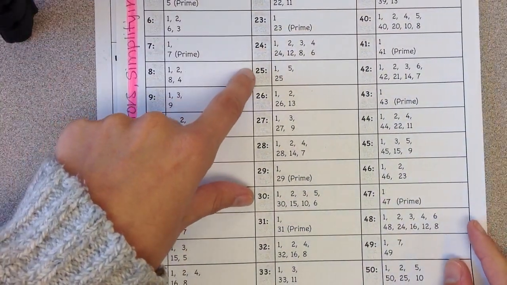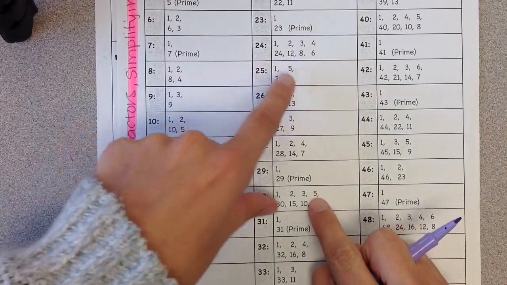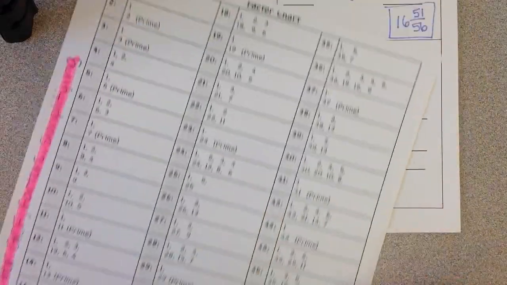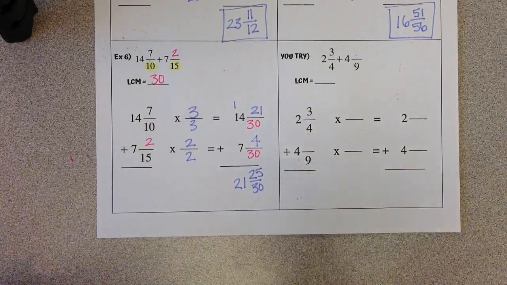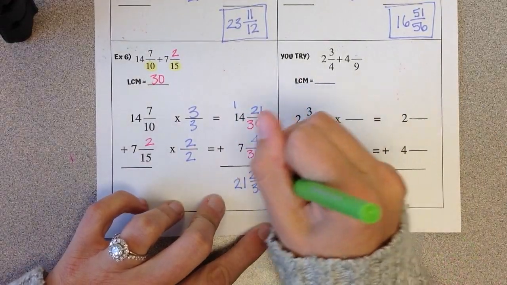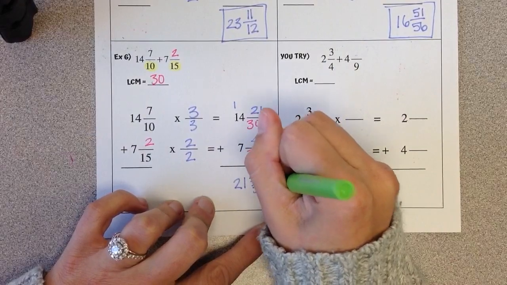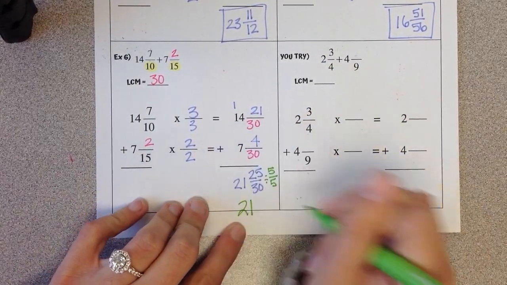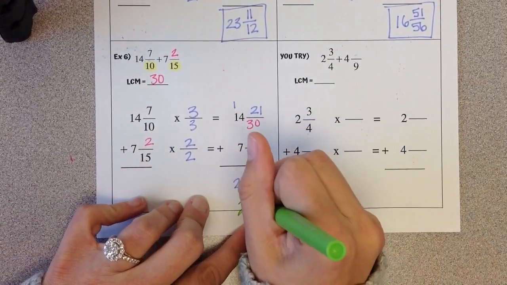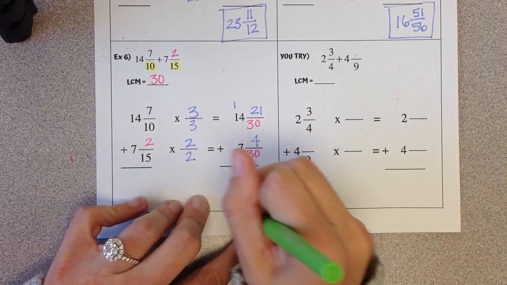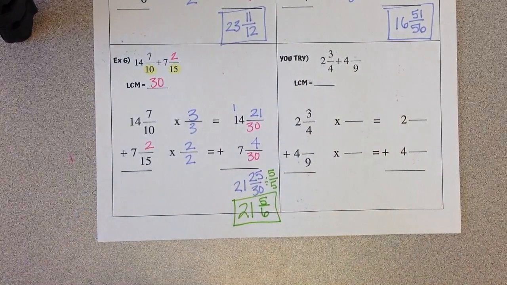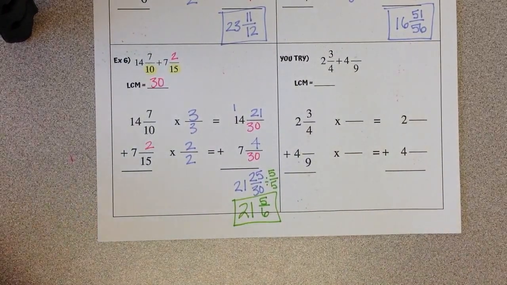25 and 30. They both divide by 5. So I need to simplify by dividing my numerator and denominator by 5. My whole number still stays 21. 25 divided by 5 is 5. 30 divided by 5 is 6. So our final simplified answer is 21 and 5/6.